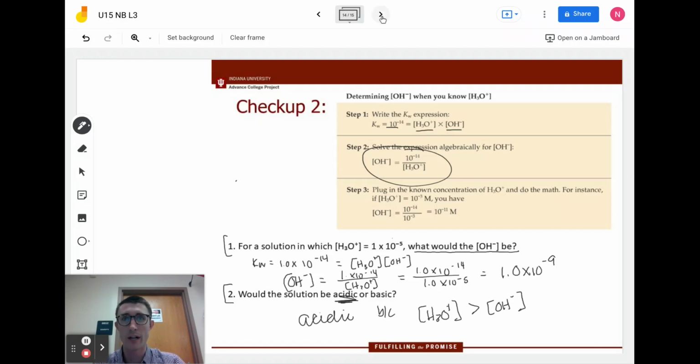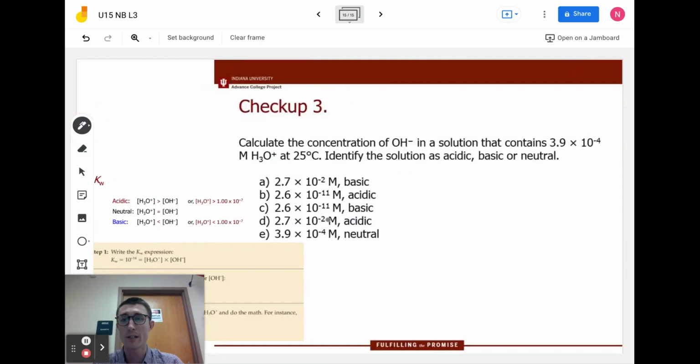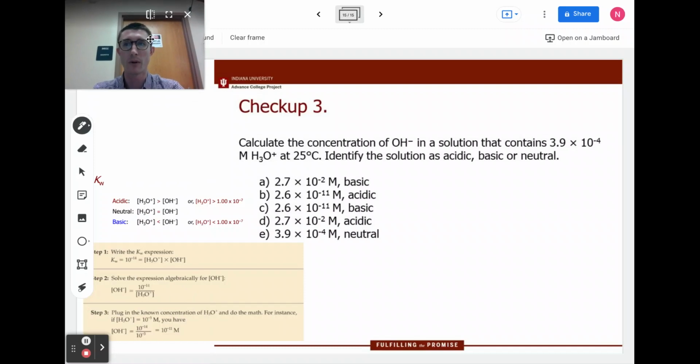So you guys try. Okay, we've got one more checkup. So pause this. I've got the steps down here that you can use to help you solve this problem. And so first we're going to calculate the OH minus concentration. So we're going to run through these steps and then determine if it's acidic, basic, or neutral based on the comparisons between H3O plus and OH minus. So pause this, give this a go, and I will put the solution up.